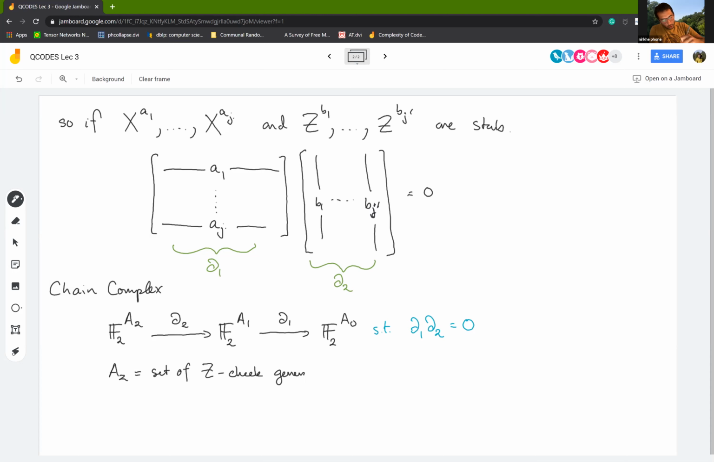So we're going to look at A1. Sorry, A2 is the set of Z check generators. A1 is the set of physical qubits. And A0 is the set of X check generators.